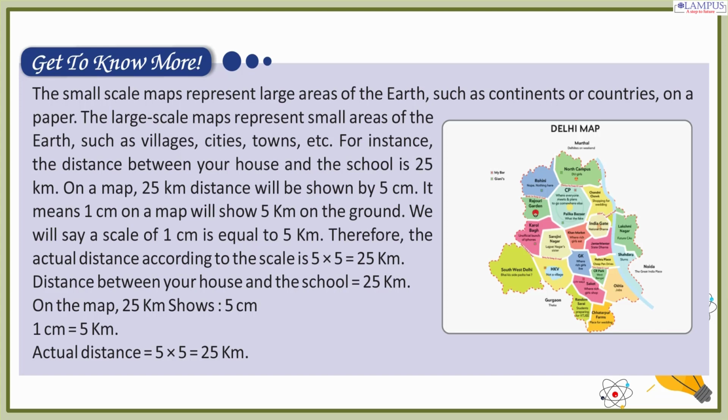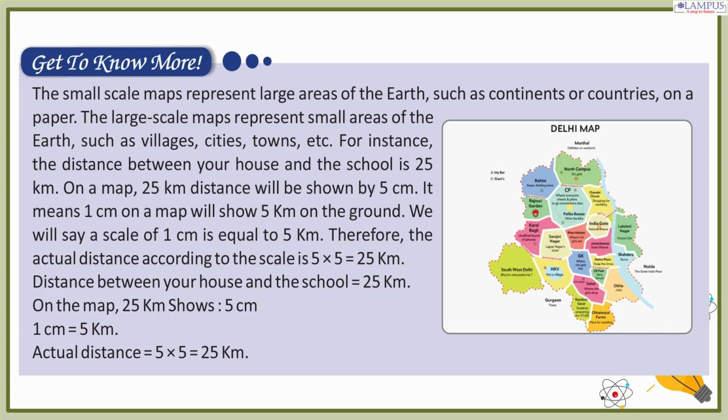For instance, the distance between your house and the school is 25 km. On a map, 25 km distance will be shown by 5 cm. It means 1 centimeter on a map will show 5 km on the ground. We will say a scale of 1 centimeter is equal to 5 km. Therefore, the actual distance according to the scale is 5 multiplied by 5 is equal to 25 km.